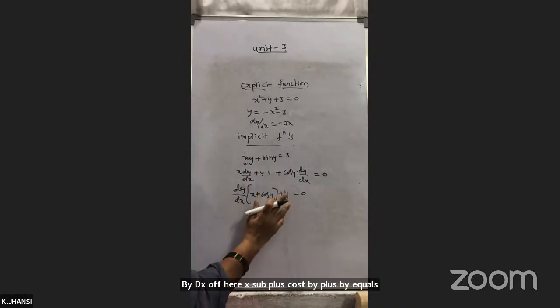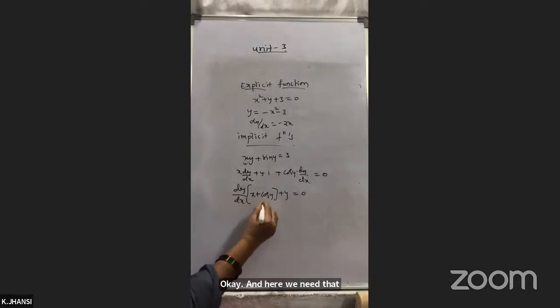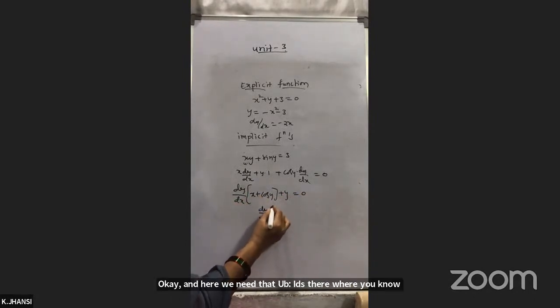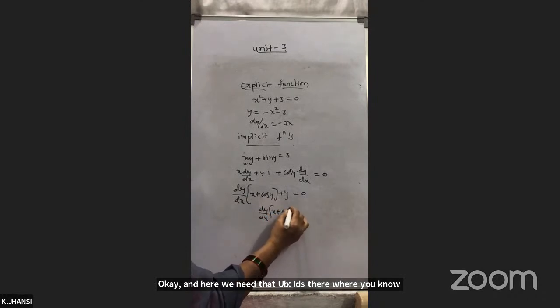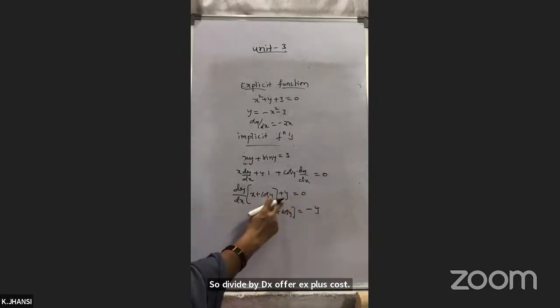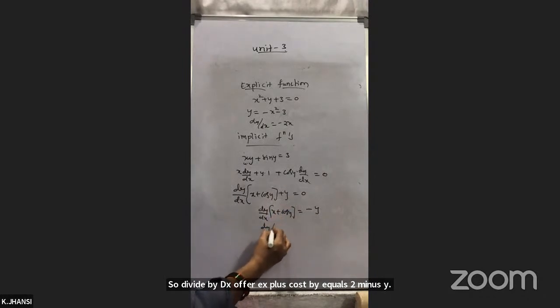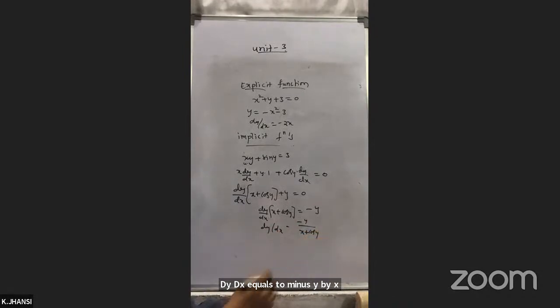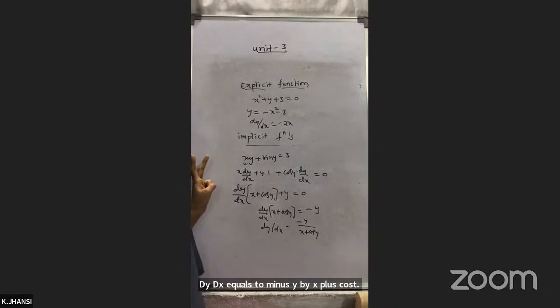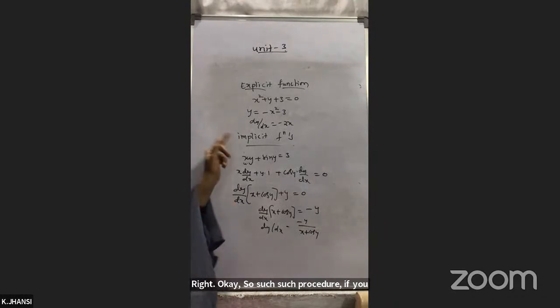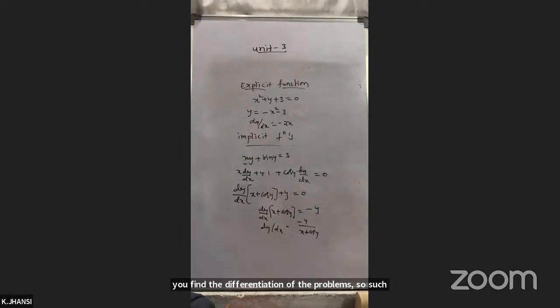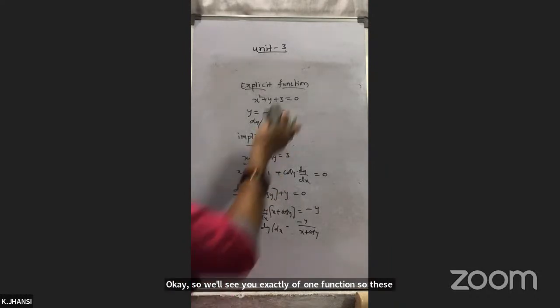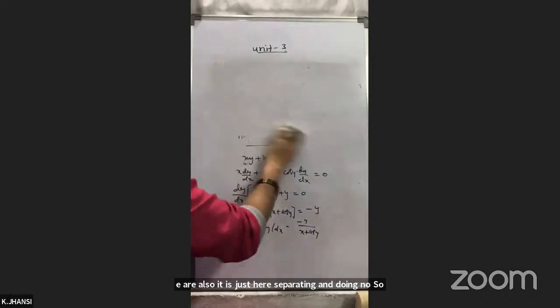Okay, and here we need the dy by dx derivative, no? So dy by dx of (x plus cos y) equals minus y. You have taken that y to that side. Now what is the dy by dx value? dy by dx equals minus y by (x plus cos y). Okay, so if you follow such a procedure and find the differentiation of these problems, such functions are called implicit functions. So we'll see an example of one function. This is also a 5 marks question you will get.